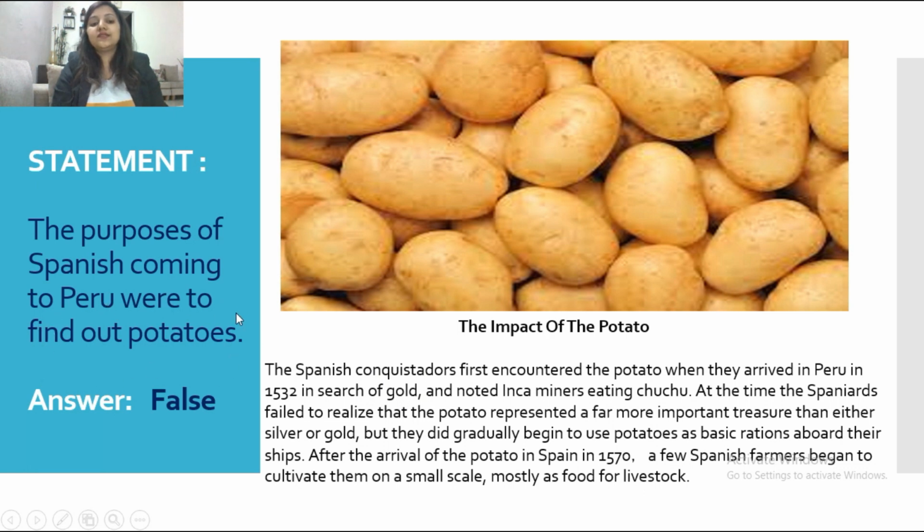potatoes. So you can see that the purpose of Spanish people coming to Peru is given, but it is contradicting. Here it is given that they came to Peru in order to find out the potatoes, but in the paragraph it is given that they arrived in Peru in search of gold. So the information is given but it's contradicting, so that is why the answer is false.